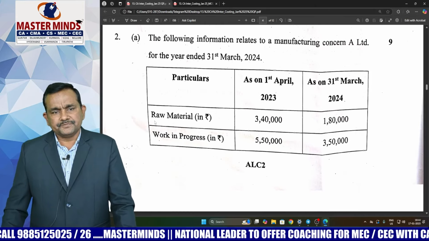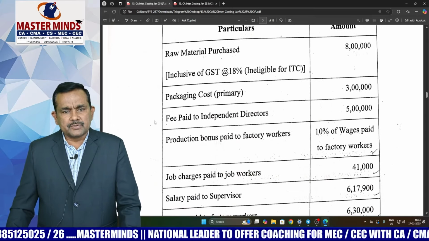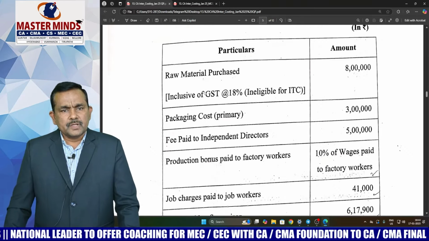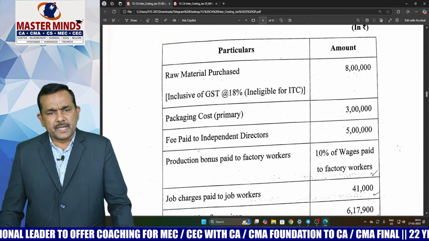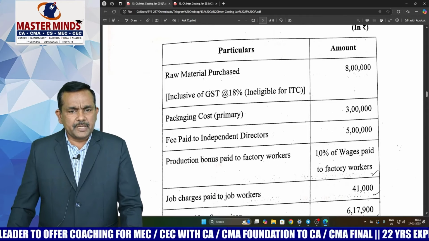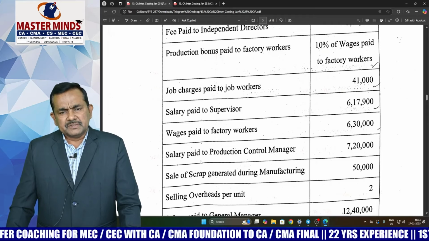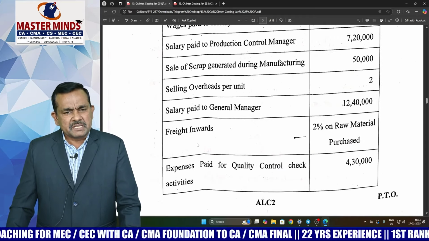2A, sir. Second question. So this question relates to cost sheet, sir. Here raw material purchases, sir. Packing cost, fees paid to independent directors. So all cost elements, familiar cost elements, sir, dead easy, sir.